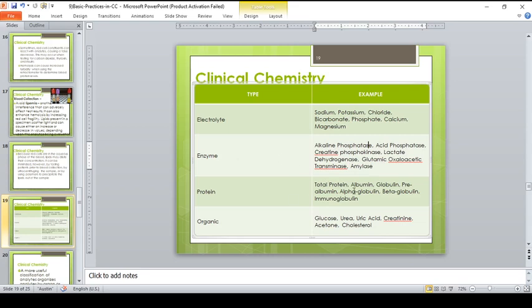So protein, we have here total protein. Albumin is the protein with the highest concentration found in the serum. Siya yung, kumbaga, pinakamalaking proportion ng protein na nakikita sa ating dugo. So that is albumin. Then organic compounds: glucose, urea, uric acid, creatinine, acetone, cholesterol.